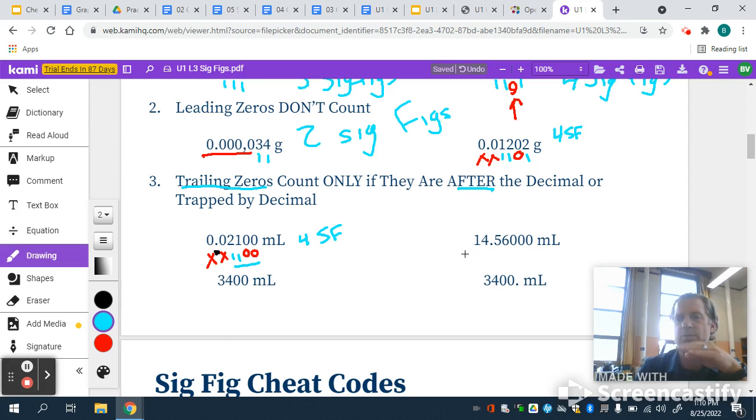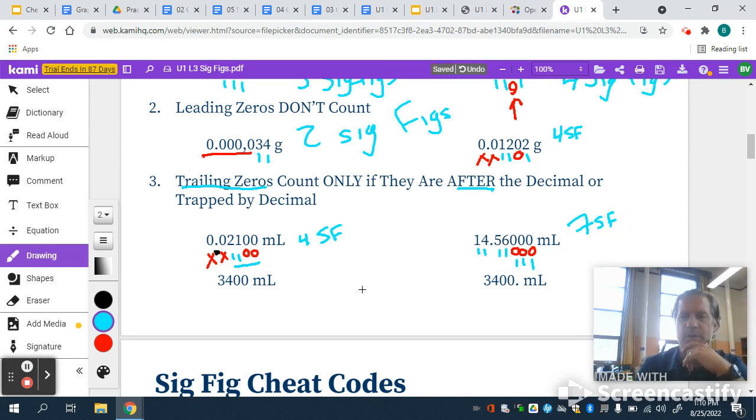Okay. Moving over to the right-hand side there, 14.56000, because those zeros are at the end of a number and after a decimal, these zeros are significant and they do matter in terms of the number of significant figures. So the 1, the 4, the 5, the 6, and the 0, 0, 0. So that tells me that this particular number has, let's see, 3, 5, 6, 7. Did I do that right? 1, 2, 3, 4. Yep, 7. So this one has 7 sig figs.